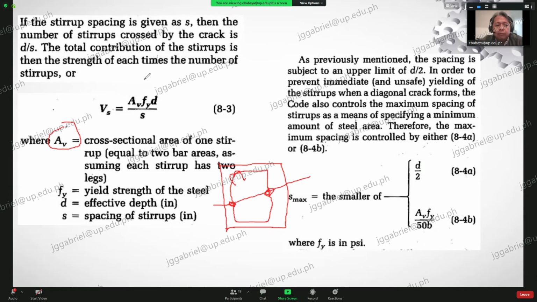So we have, later on, we have Vs, and then we also have Vc. Vs is for the stirrups, contributed by the stirrups. Vc contributed by the concrete. Okay? So Vs, we have that formula, Av times fy times d all over s. Okay?